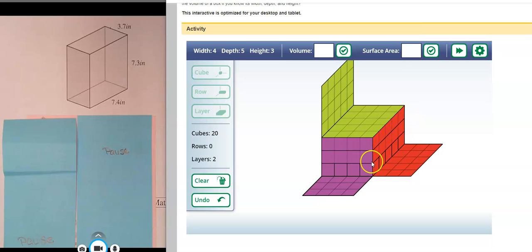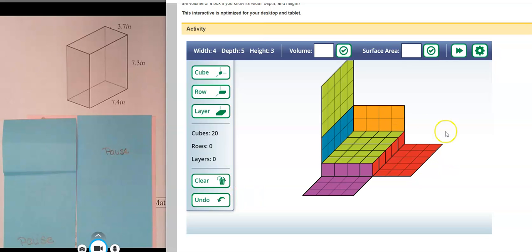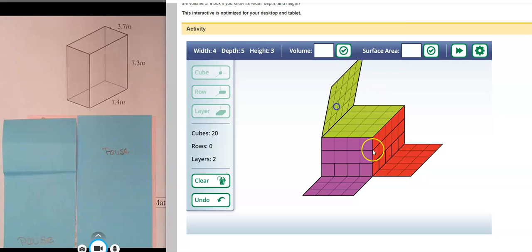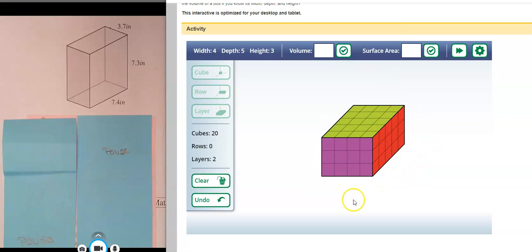So I'm going to take the number of cubes that it took me for the bottom layer, which was 20. I'll take those 20 cubes 3 times. How many cubes did it take me to fill up the rectangular prism? Well, hopefully you saw that it took me 20 cubes 3 times, which is 2 times 3 is 6, plus a 0 gives me 60. And I can check it to be sure, and it tells me that I am correct.